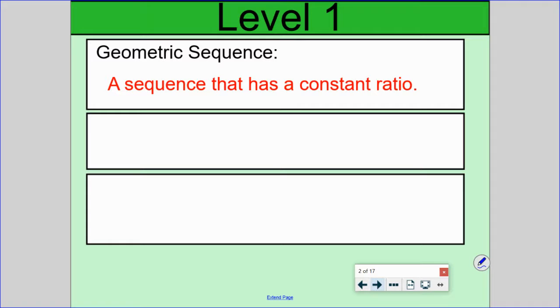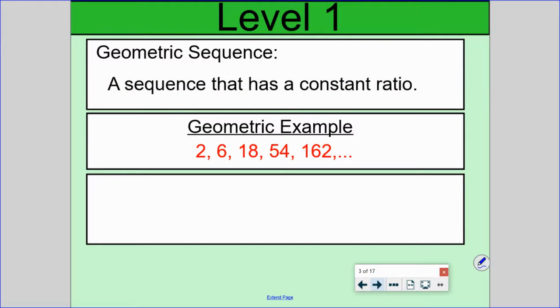So a geometric sequence is a sequence that has a constant ratio. Here is an example of a geometric sequence: 2, 6, 18, 54. What's happening here? Are we adding something to get from 2 to 6? If we added 4, are we going to get 18? No. So it's not like the arithmetic sequences that we've done. This one's a little different.